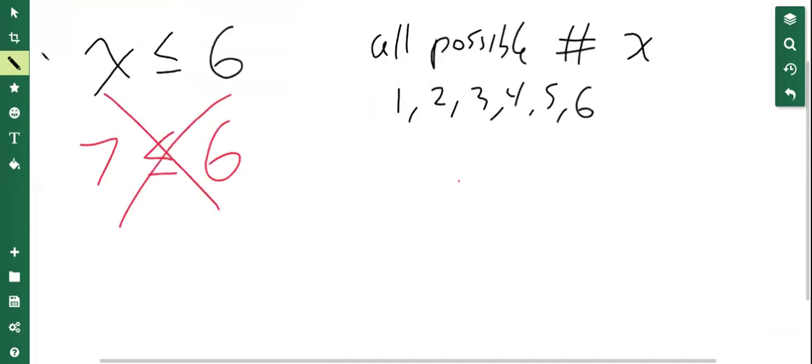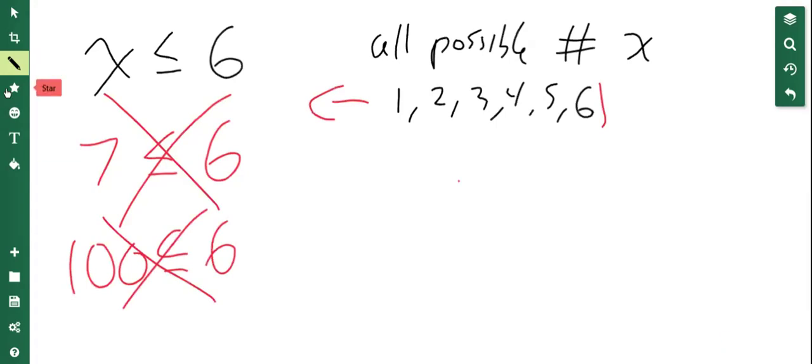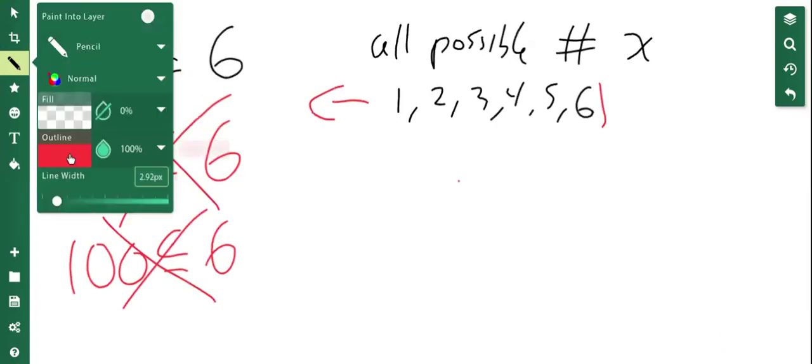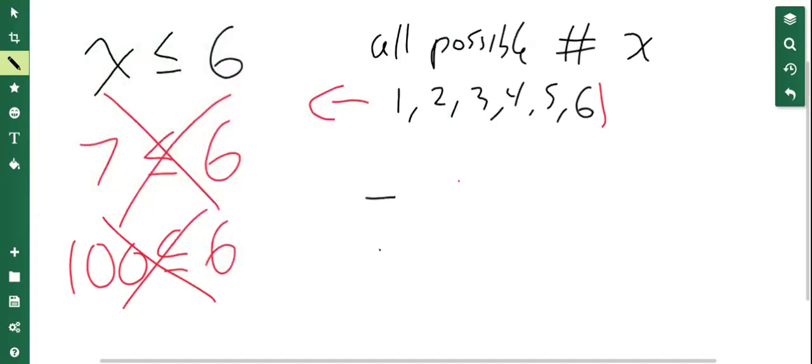But let's say we look at numbers like 8 or 100. 100 is not less than or equal to 6, so that cannot happen. So our limit is 6, and anything before this is okay. So the way we view this is that it's all the numbers from negative infinity to 6. Now, can x be 6? Yes, it can. So we use a bracket because it includes it.